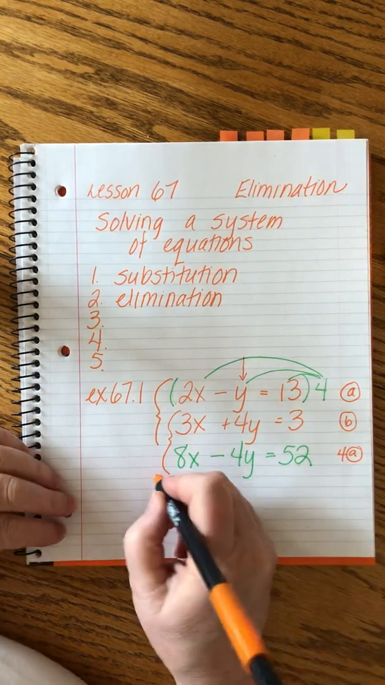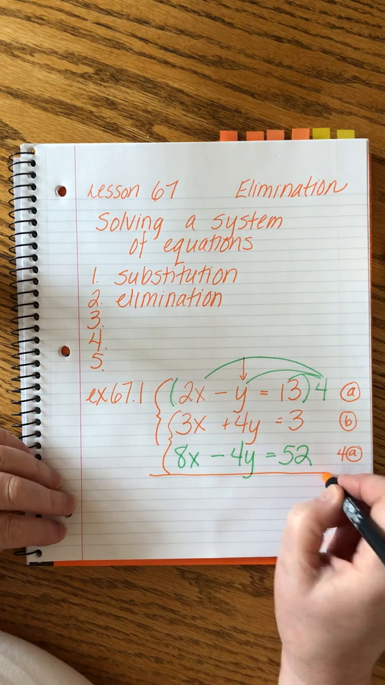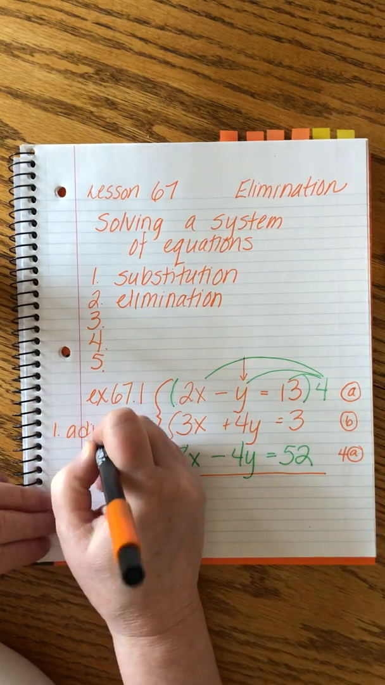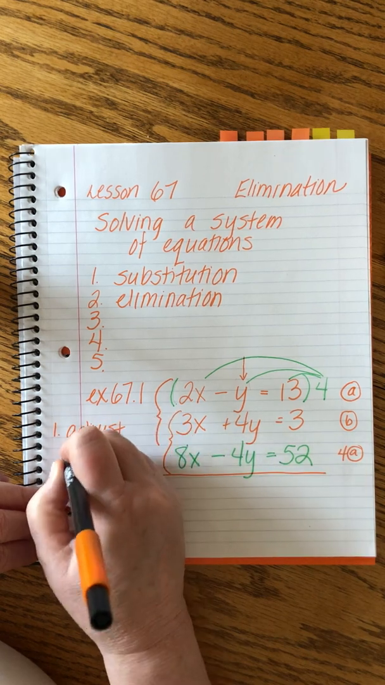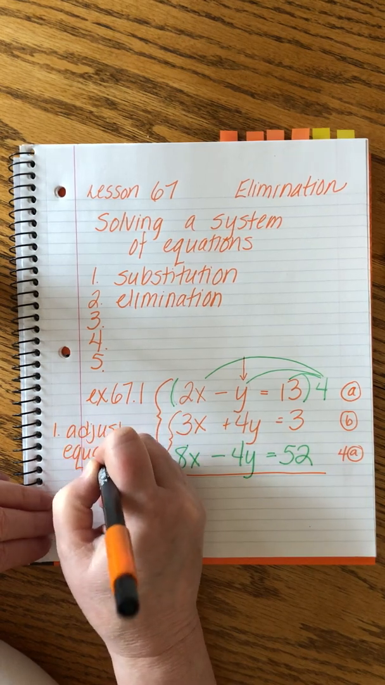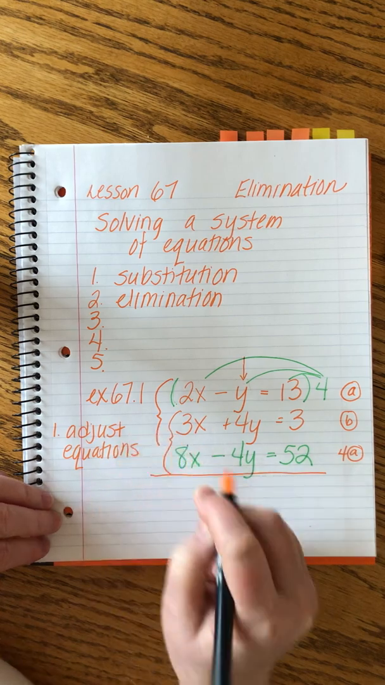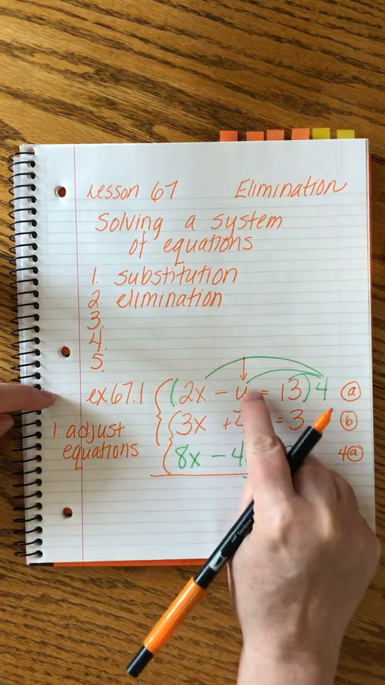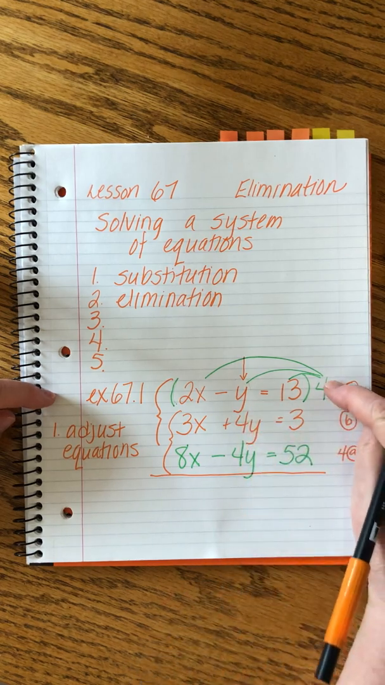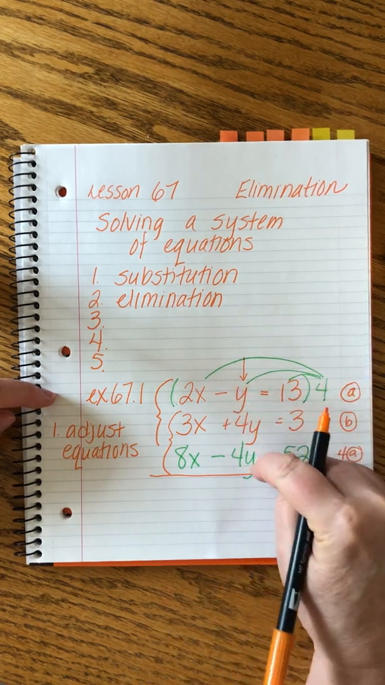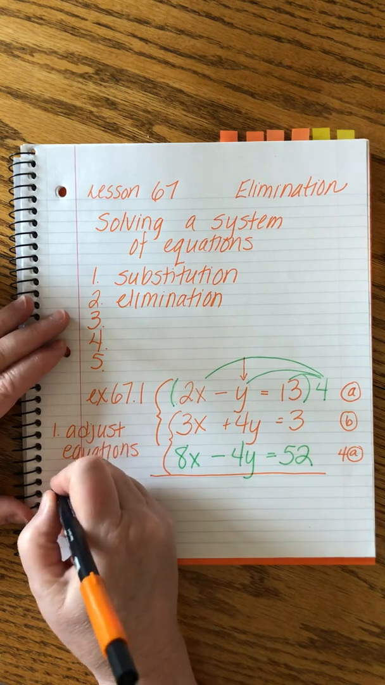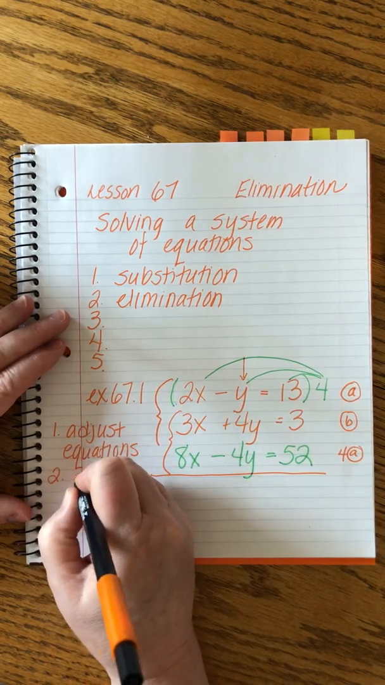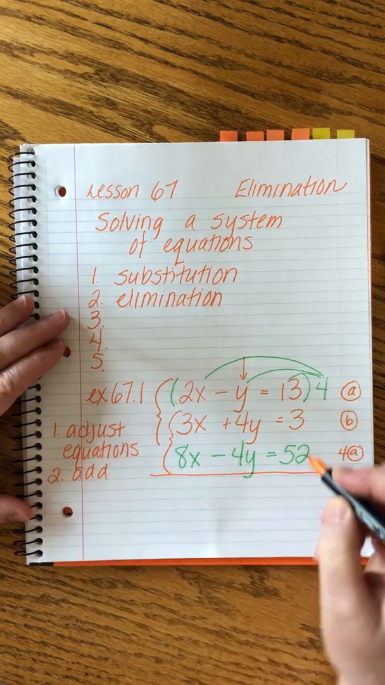Now, I'm going to add. So our first step was adjust equations. I'm going to write this in plural because if we want or need to, and you'll see it later, we can adjust both, right? This time we only had to multiply the one and we created the perfect pattern. Sometimes you do both. So we adjust the equations. Then the second step is we add them together.